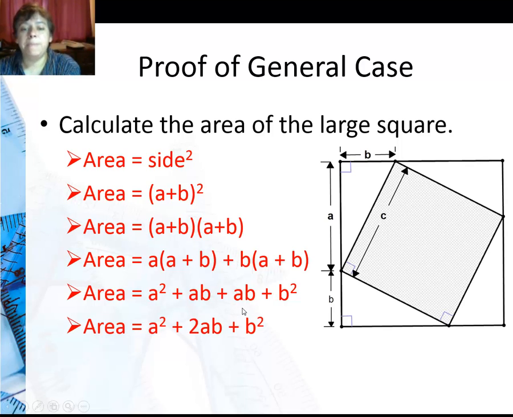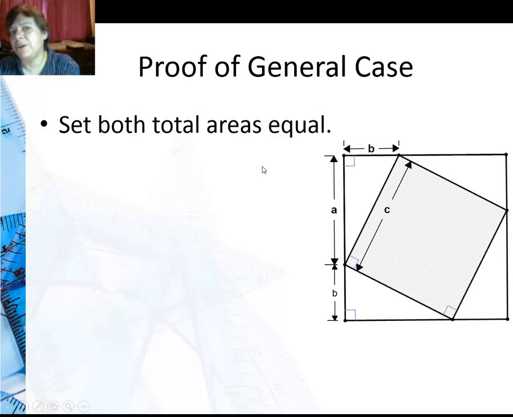I can combine my like terms, and I get the total area for this large square is a squared plus 2ab plus b squared. You probably remember FOIL, or multiplying 2 by 2 terms. I personally prefer the distributive property because it's more general and it works beyond that.